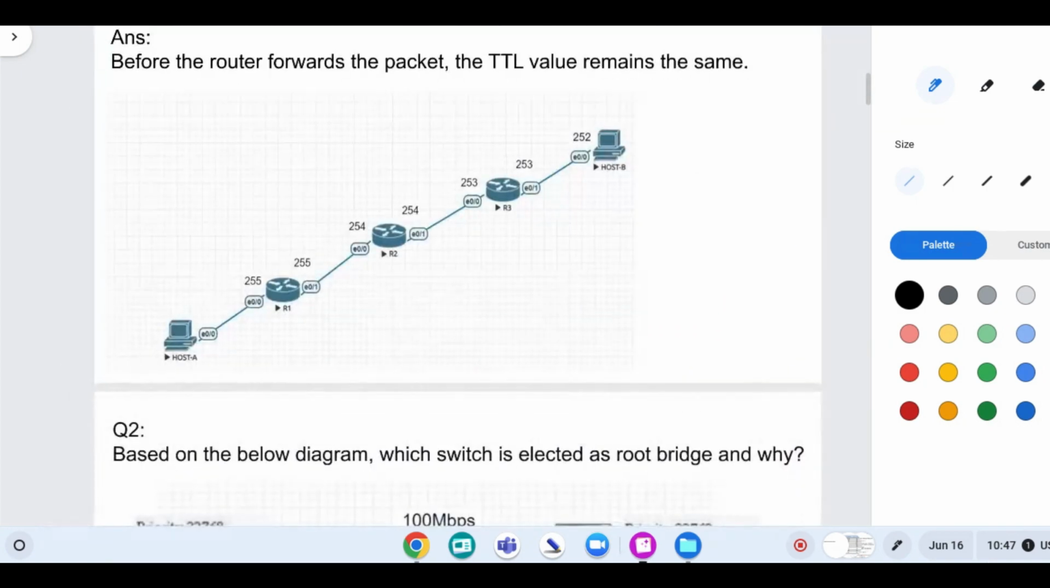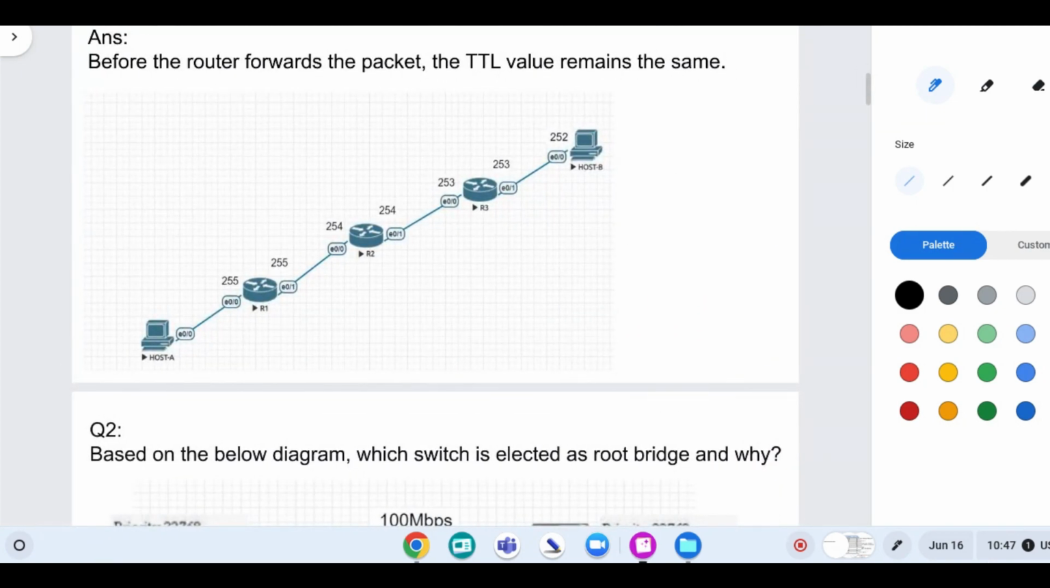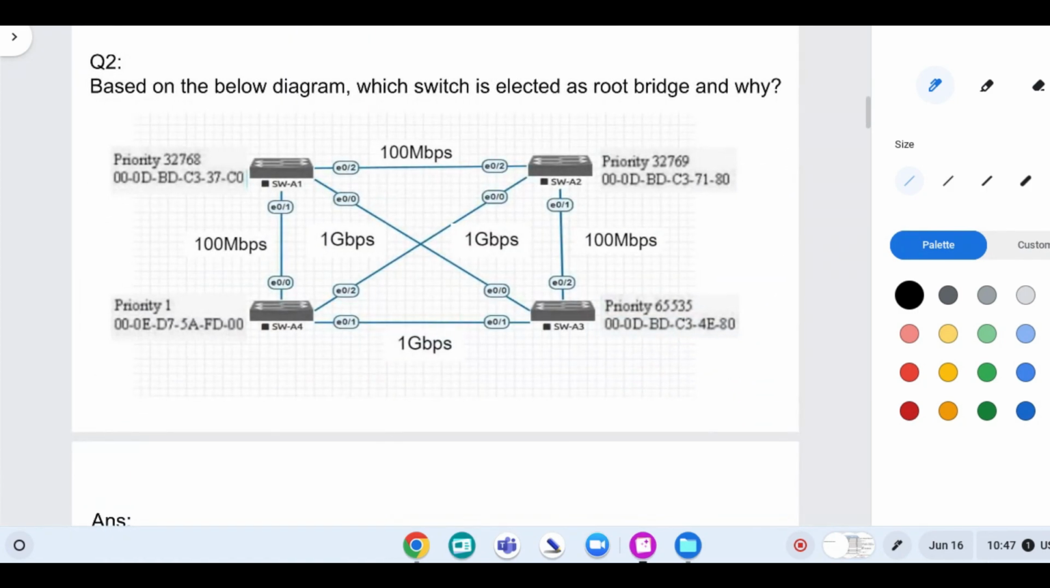Second question. Here you'll see that I've also added the answer, so while host 1 reaches here, this is the output. The second question is, based on the below diagram, which switch is elected as a root bridge?